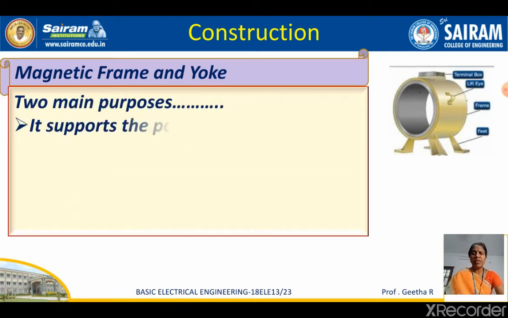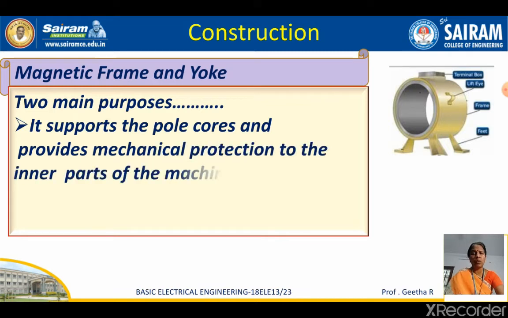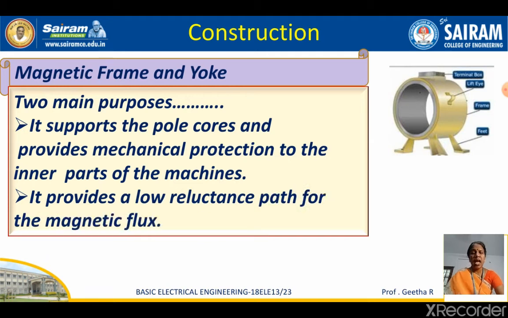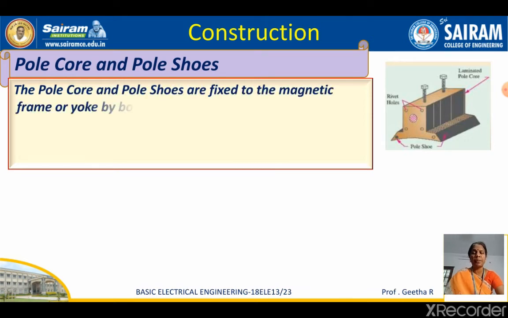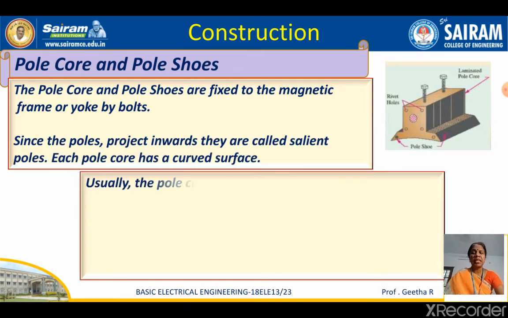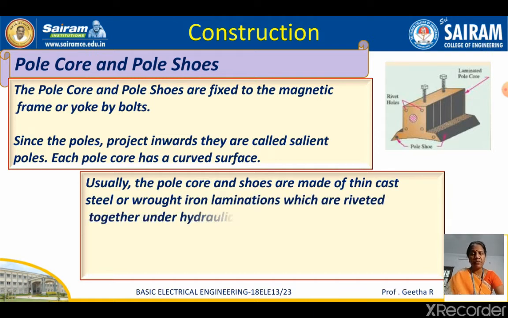So the purpose of the magnetic frame or the yoke is that it supports the pole cores and provides mechanical protection to the inner parts of the machine, and also it provides a low reluctance path for the magnetic flux. Pole core and pole shoes. The pole core and pole shoes are fixed to the magnetic frame or yoke by bolts. Since the poles project inwards, they are also called salient poles.